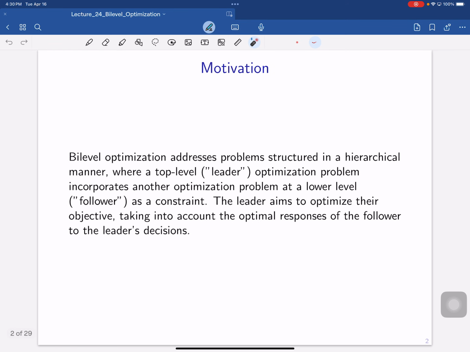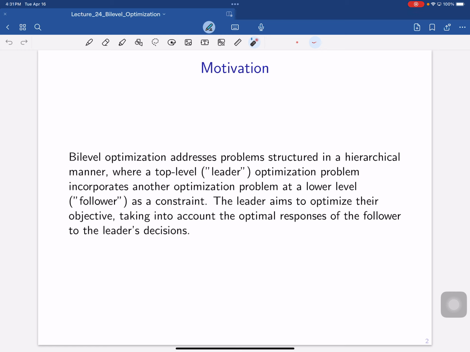So first of all, what's the motivation of bilevel optimization? You will see that in the next few slides, we will give you a few practical applications in the real world where we have a hierarchical decision-making structure. In some decision-making problems, a leader or a top-level decision maker will solve an optimization problem while anticipating that a lower-level decision maker, or the follower, will respond optimally to the leader's decision. So the leader aims to optimize their objective, taking into account the optimal response from the follower.